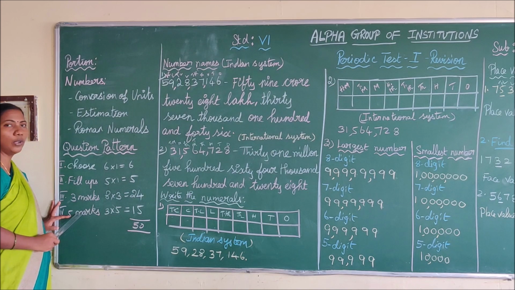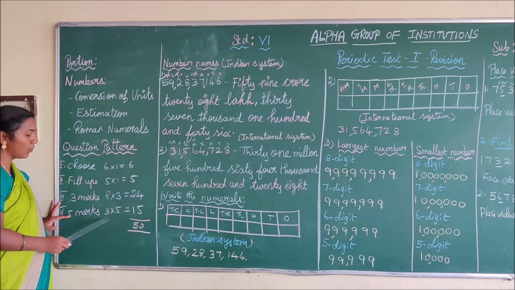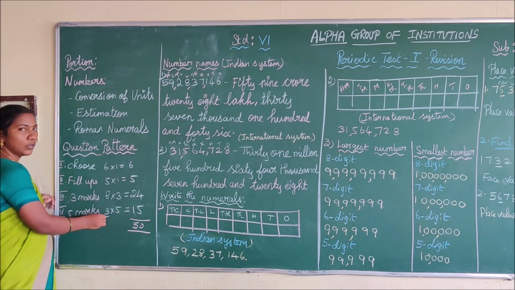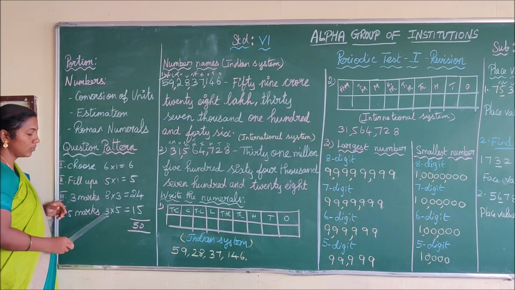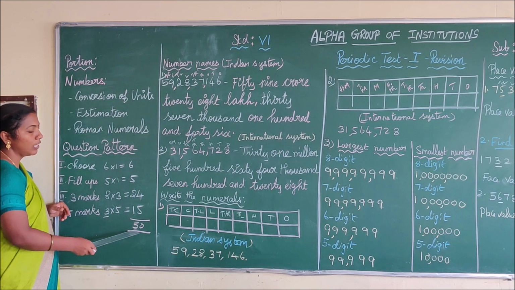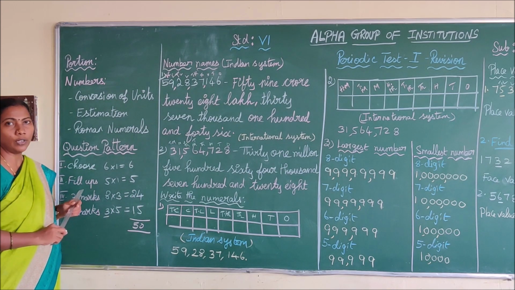For 5 marks also you have one question choice. Among those you have to answer only 3 questions. You have to write 3 5-mark and 8 3-mark questions. So 3 5s are 15. Totally 50 marks you are going to write in your quarterly exam.